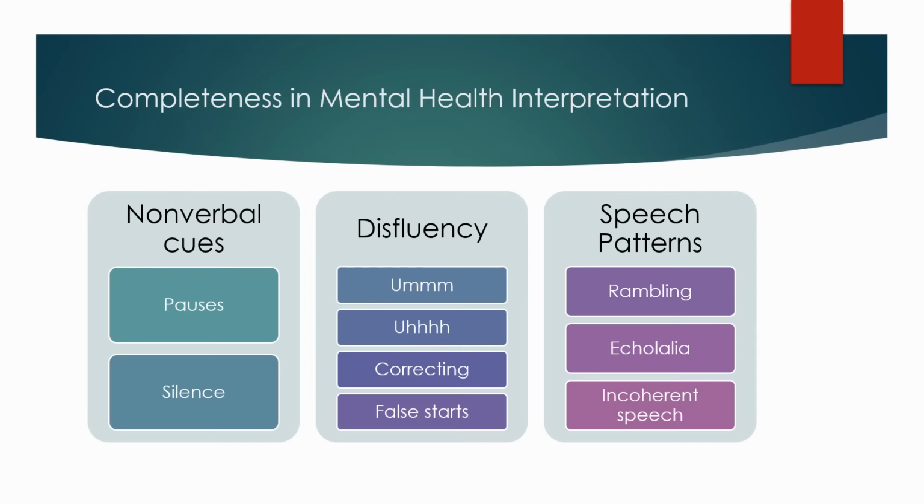Now, moving on to completeness, we've gone over accuracy. Now we're going to talk about completeness in mental health interpretation. Completeness also involves the use of a few different things. Nonverbal cues. Now, this is not just for the patient, but also for the provider. Pauses and silence. A patient may pause to indicate hesitation, pause to think, or they may just remain in silence because they don't know how to answer or they're thinking. Again, not an all-inclusive list, but some examples.